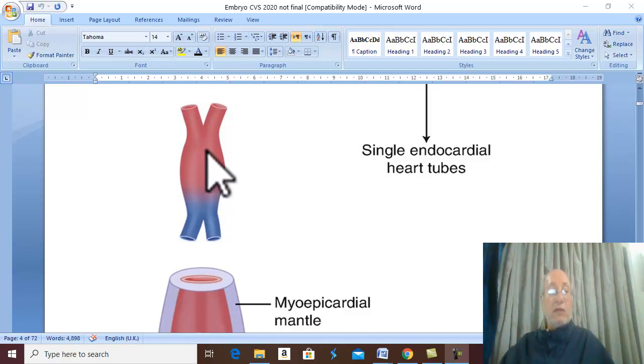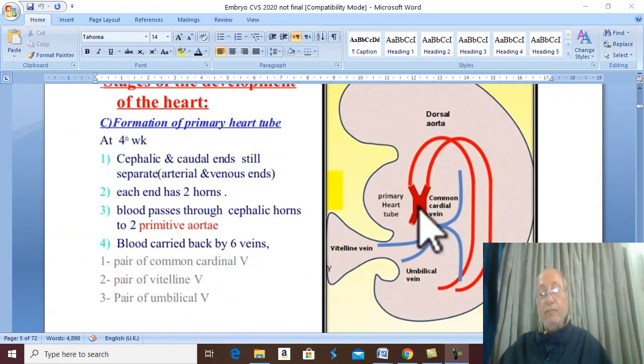Now there is a primary heart tube with two cephalic horns and two caudal horns. The blood comes out from the primary heart tube. This is the outflow of the primary heart tube to the two dorsal aortae. Through the two cephalic horns, the blood passes to the two dorsal aortae.